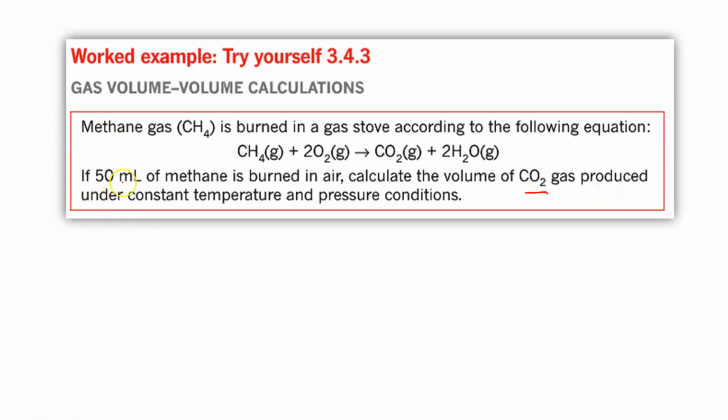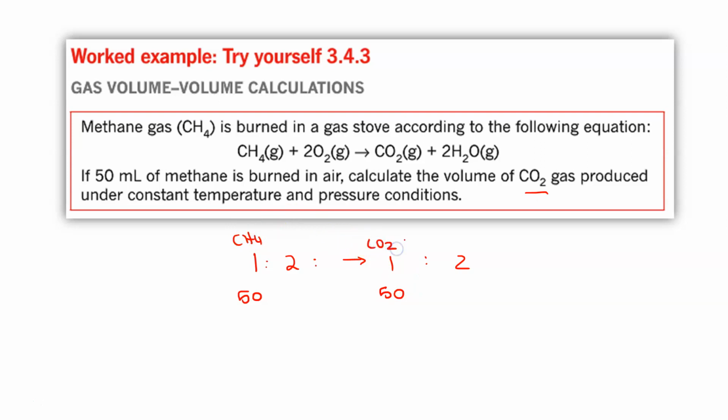Okay, hopefully you had a go at this yourself. If you're a little bit confused, let's have a look at it. What we're looking at here is we have a 1 is to 2 is to 1 is to 2 ratio. So if 50 mils of methane is reacting, it will produce 50 mils of CO2.